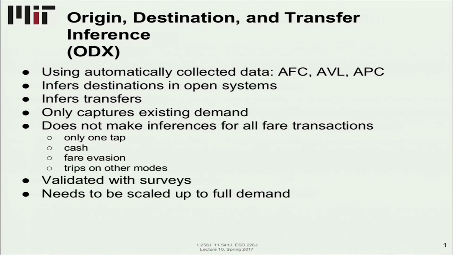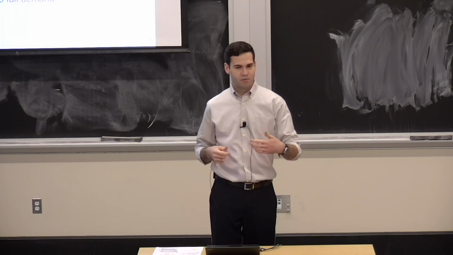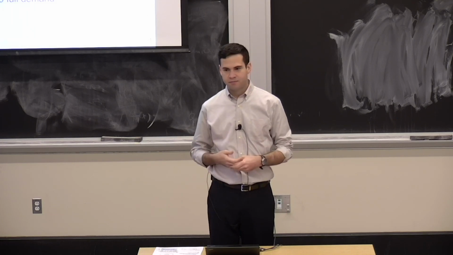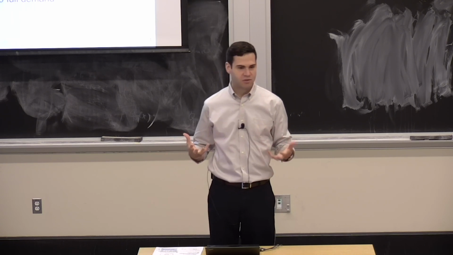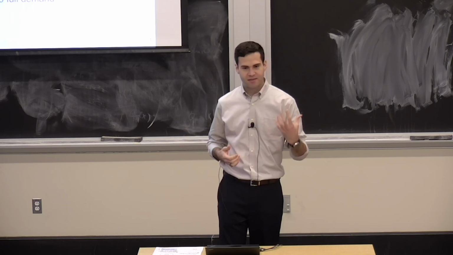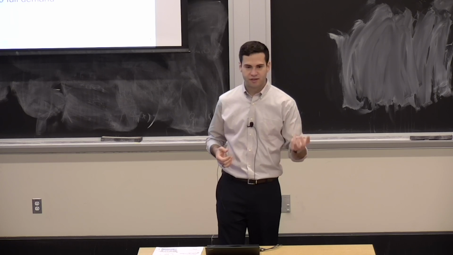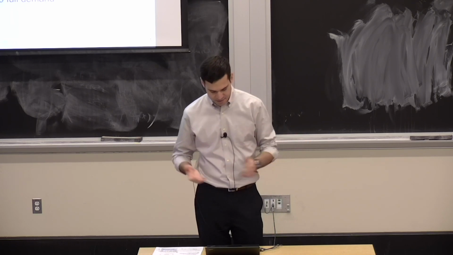So what's common in all of these methods is that we're going to be basing them on automatically collected data, right? So we're going to be using AFC, AVL, APC, instead of manual surveys. There are ways of estimating origin-destination matrices in the traditional way with manual surveys. You go out and you distribute colored cards and collect them, and you can do this. So a little bit about that when we talk about surveys and survey planning.